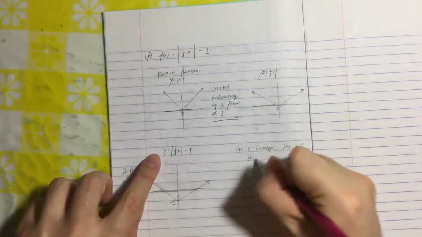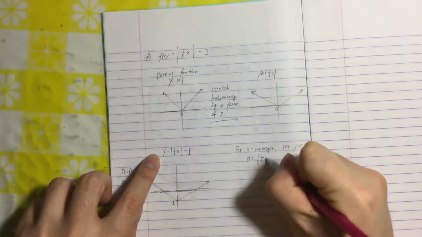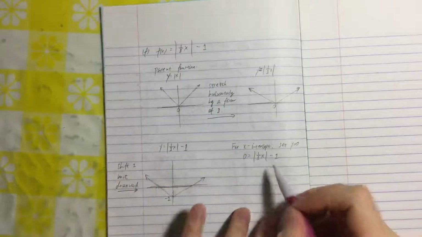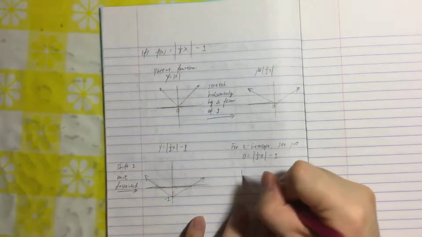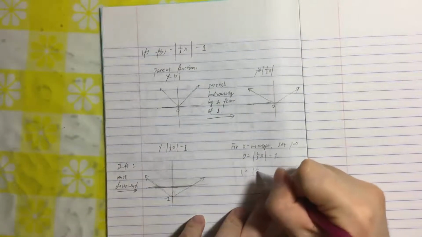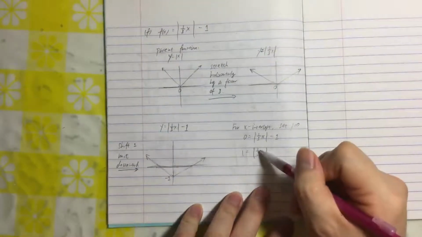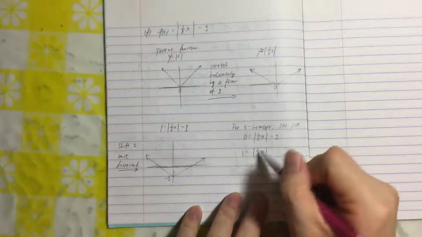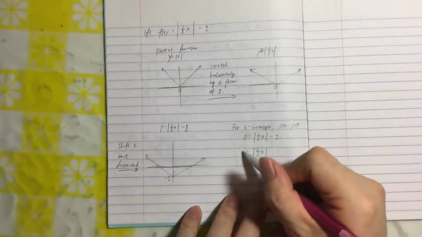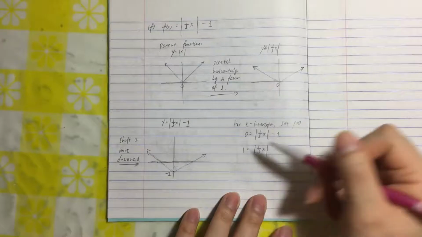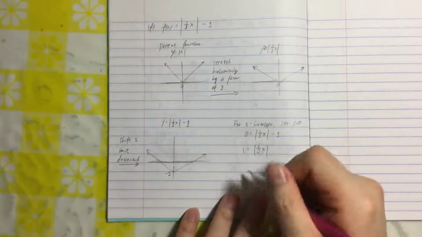I get 0 equal to the absolute value of 1/3 of x minus 1. Here I can add 1 to both sides. I get 1 equal to the absolute value of 1/3 of x. If the absolute value of 1/3 of x equals 1, that means what's inside must be plus or minus 1.